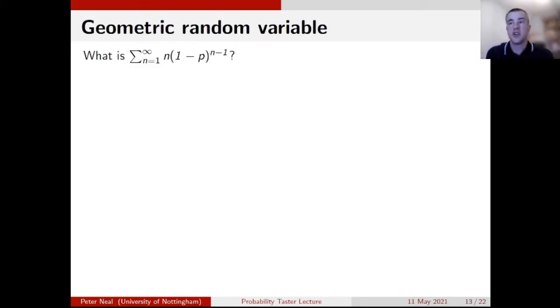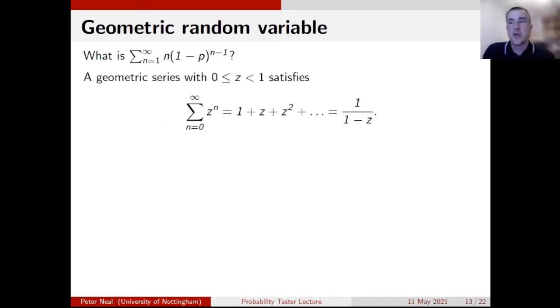So what we need to do is work out what this sum is, adding up n times 1 minus p to the power n minus 1. What we can do is look at a geometric series. A geometric series is just a series where every successive term is some multiple of the previous term. I'm going to look at the case where our geometric series is decreasing. So I'm going to take z to be between 0 and 1, because with probabilities I want things to be positive.